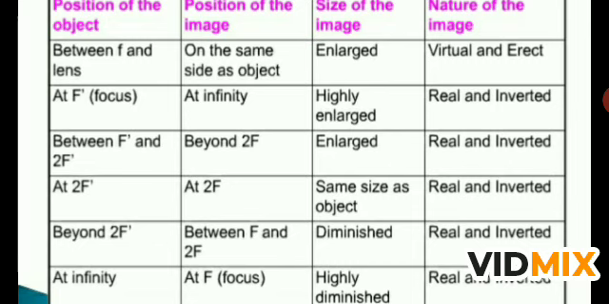So you see the six positions of the object: when the object is between F and O, when the object is at F, when the object is between F and 2F, when the object is at 2F, when it is beyond 2F, and when it is at infinity. So these are 6 cases of the position of object, and you have to draw the ray diagram with the help of your NCERT book. You see from there and apply the rule how to draw the ray diagram.